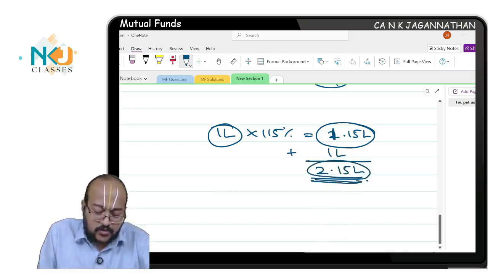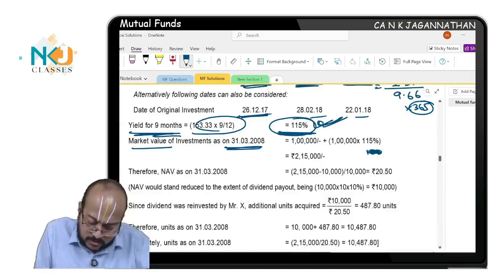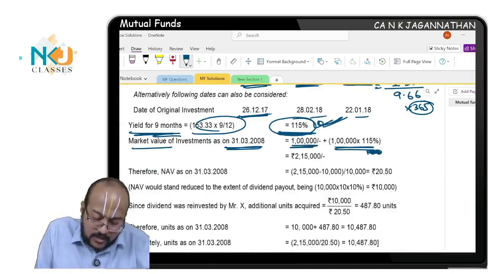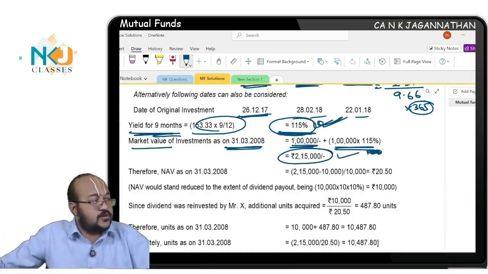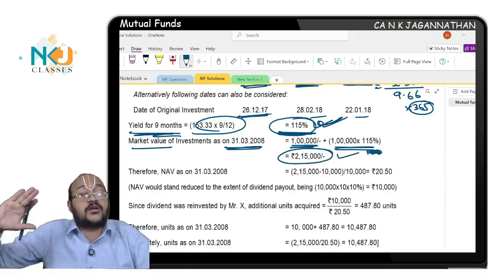So 1 lakh into 115%, okay, this will be there plus this 1 lakh, so 2,15,000 will be the market value of investments. Are you all understanding? This is just the market value of investments.